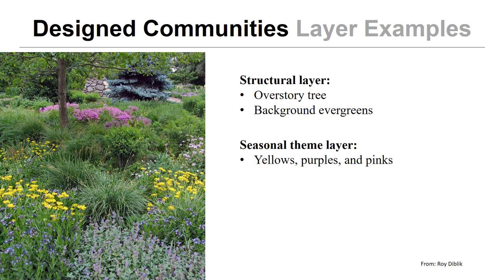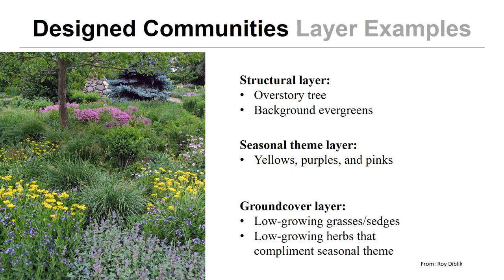We have our seasonal theme layer. These are yellows, purples, and pinks. We have some what look like allium bulbs. We have some other aster-type plants in the foreground. We also have our ground cover layer. So again, low-growing grasses and sedges, other low-growing herbs that complement the seasonal layer. So we have, again, these light lavender flowers in the foreground that reference the strong purples that we have in the midground. So again, our ground cover layer can still be attractive, can still have flower, but importantly, they reinforce what's going on with our seasonal theme layer.